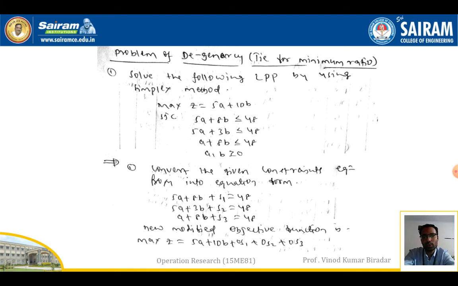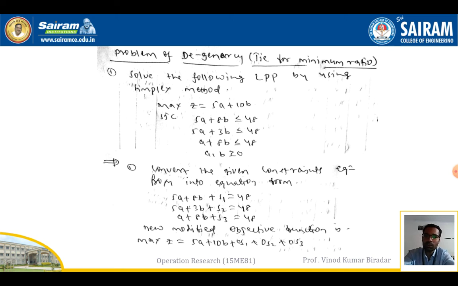Okay, so what is the first step? I convert the given constraints into equation form. Here the sign is given as less than or equal, so we have to add a slack variable to each equation, that is a symbol. So convert into equations: 5a plus 8b plus s1 is equal to 48, 5a plus 3b plus s2 is equal to 48, a plus 8b plus s3 is equal to 48. Now s1, s2, s3 are called slack variables. We are adding them because the sign given in the question is less than or equal to.